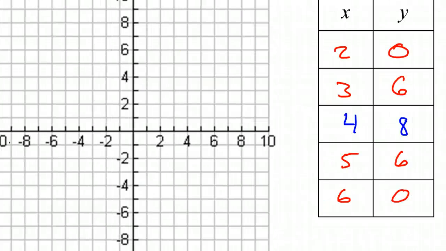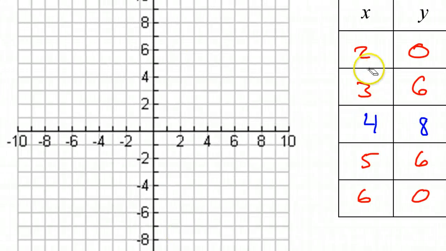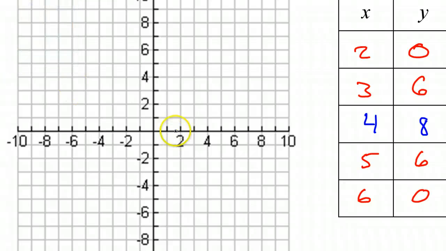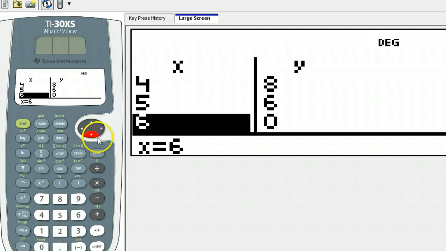Okay, now we can plot these points. So I have 2 comma 0, 3 comma 6, 4 comma 8, and then the symmetry kicks in with your 5 comma 6 and your 6 comma 0. I'm curious if the next point will fit. 7, negative 10, just barely, but it fits.